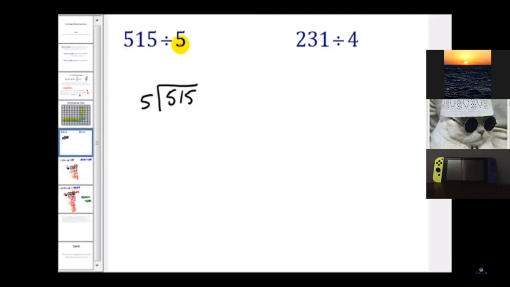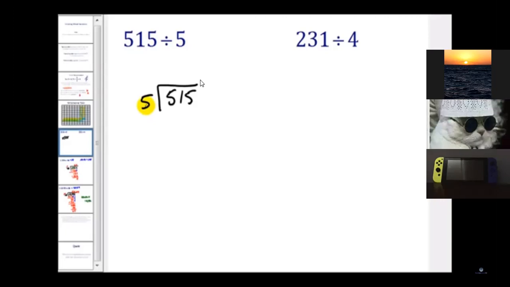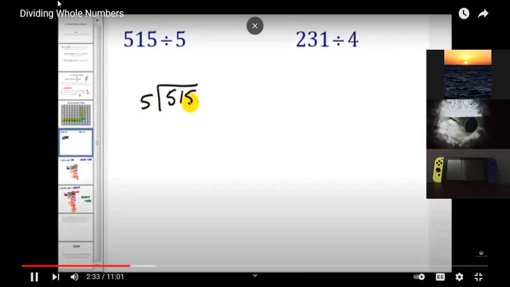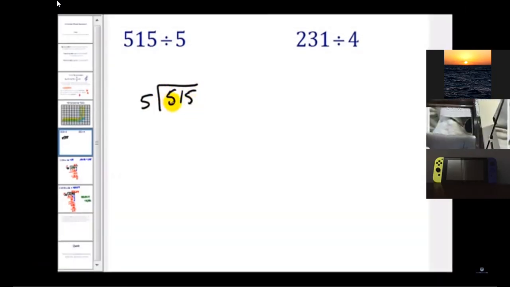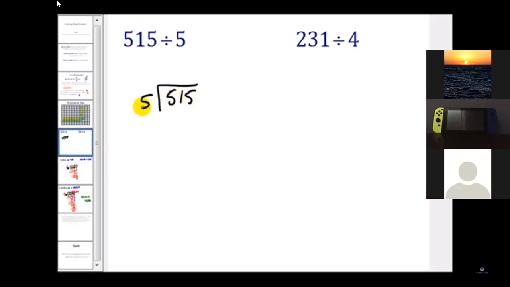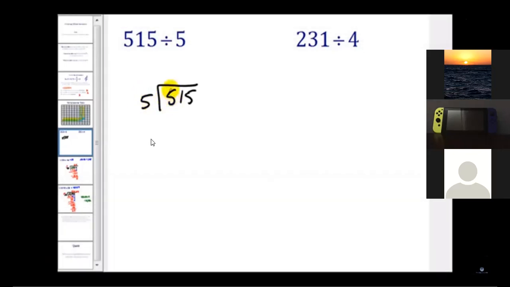So notice we're dividing by 5. What we're going to be doing is determining how many 5s there are in several different numbers to determine how many 5s there are in 515. And the way we do this is we start with the leftmost digits of the dividend and start asking how many 5s are in those numbers. What I mean by that is we start with this leftmost digit of the dividend and ask how many 5s are there in 5. Well, there's 1 5 in 5.